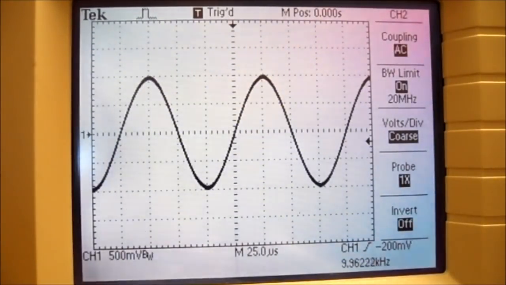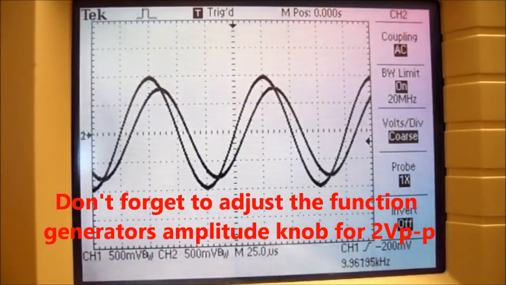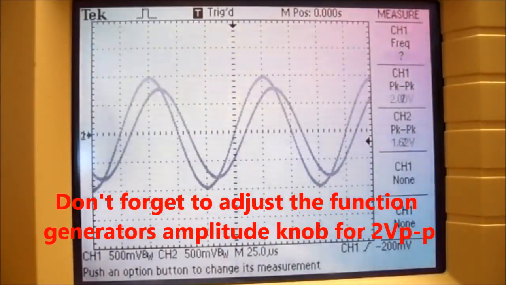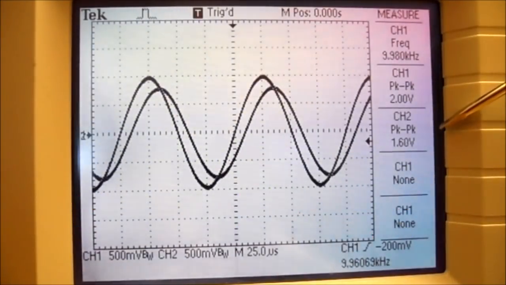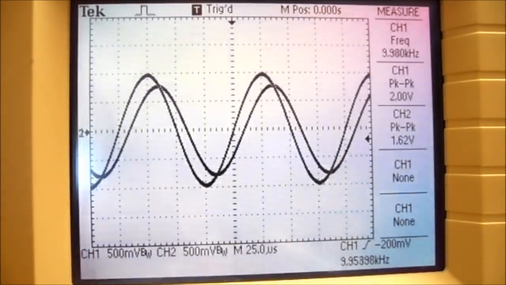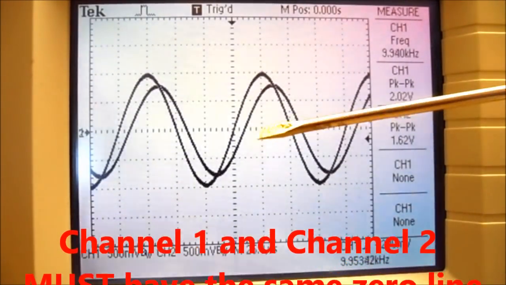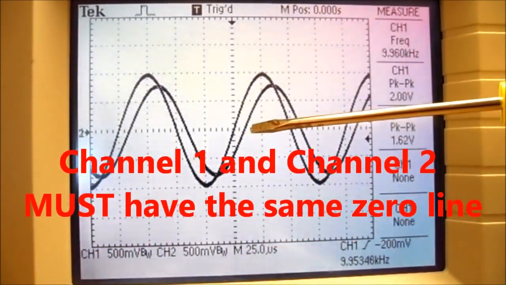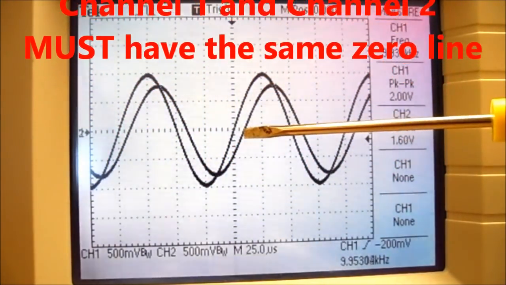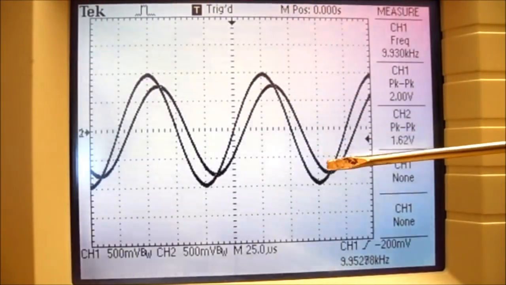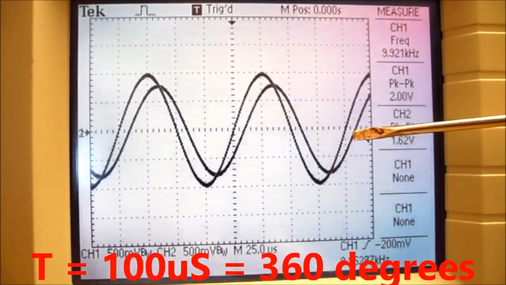I'm going to bring back channel 2 and press the measure button so that I can record channel 2 peak to peak as 1.62 volts. Now the next thing I want to do is measure this phase delay. So I want to see how far out of phase this particular waveform is.